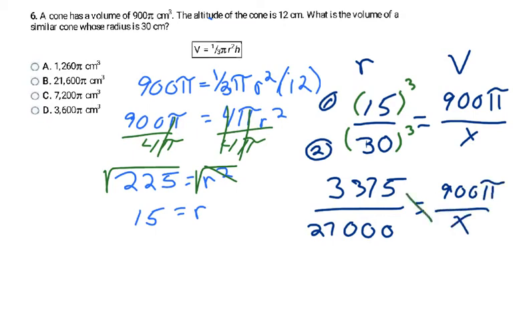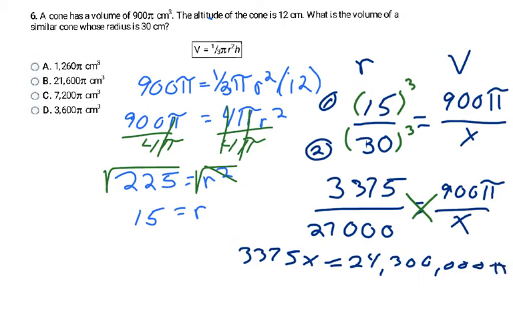So now I can cross multiply. 3,375 times x is 3,375x. And then 900 pi times 27,000 is 24,300,000 pi. And then I just divide both sides by 3,375.